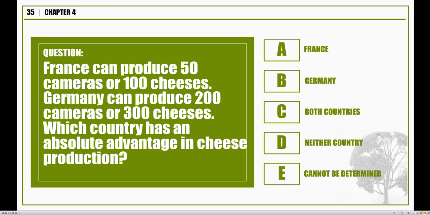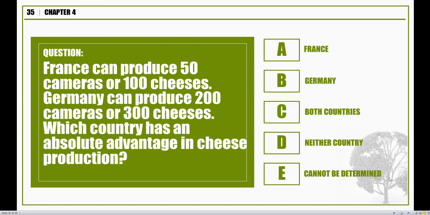The last thing I want to do for you guys in this particular chapter is to give you more practice with absolute advantage and comparative advantage. These are two questions that you're going to see at the end of these lecture slides for this chapter. So take a look at this. France can produce 50 cameras or 100 cheeses, while Germany can produce 200 cameras or 300 cheeses. Which country has an absolute advantage in cheese production?